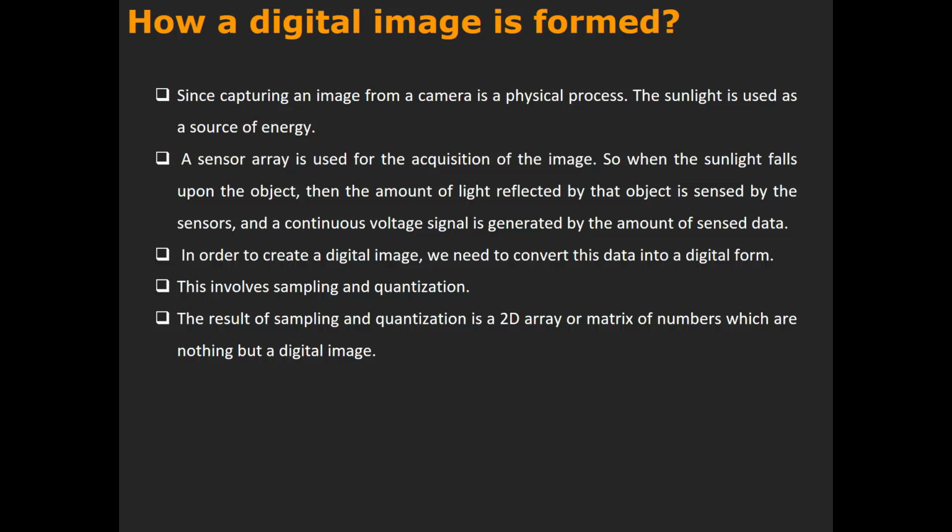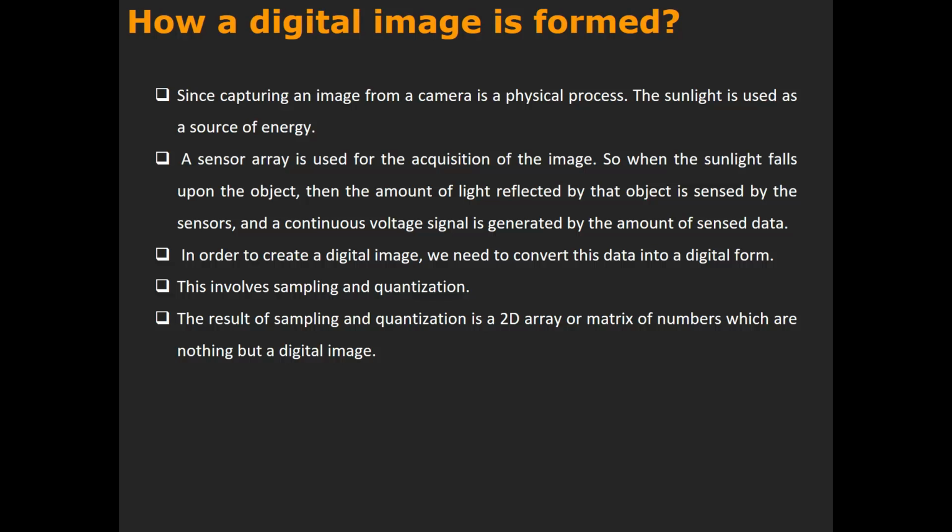So how is a digital image formed? Since capturing an image from a camera is a physical process, the sunlight is used as the source of energy or source of illumination. A sensor array is used for the acquisition of the images. When the sunlight falls upon the object, the amount of light reflected by the object is sensed by the sensor, and a continuous voltage signal is generated by the amount of sensed data.